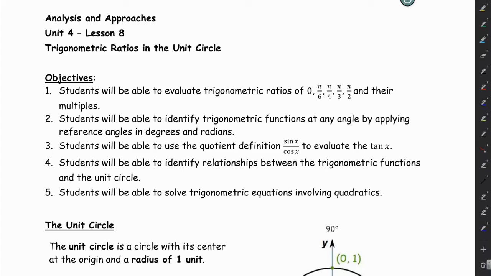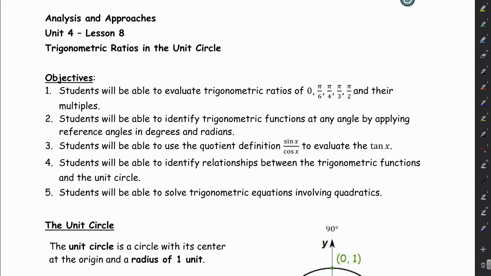Hi everyone, in this lesson we're looking at trigonometric ratios in the unit circle. Before you watch this video, I would suggest that you watch my video on memorizing the unit circle. It's about 3 minutes and it'll go into all the details of the entire unit circle and how we found the angles and how to memorize it. In this video, we're going to just touch on the highlights of the unit circle and then we'll get right into problem solving.